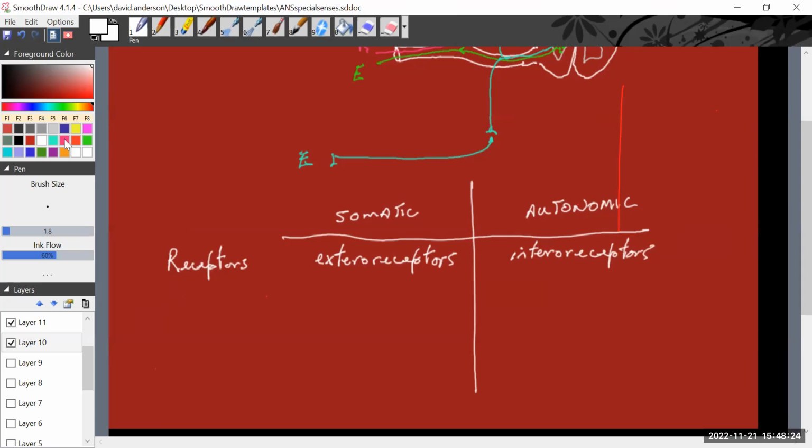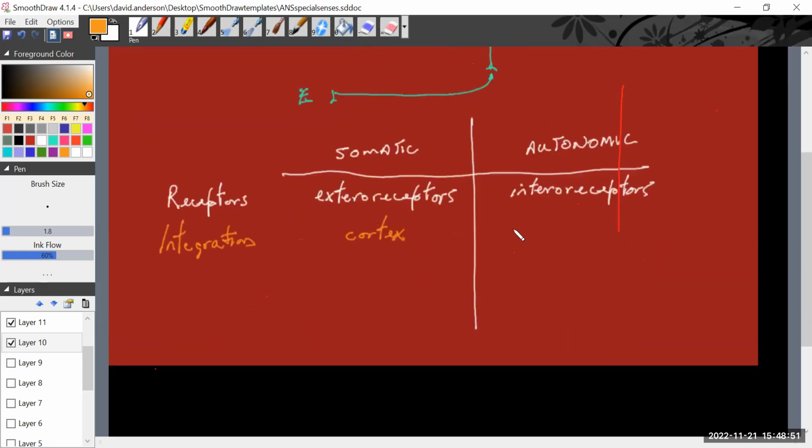Okay, now we'll just make this stand out a little bit. Integration, we already talked about. Typically, integration for the somatic system is going to happen in the cortex. And we already said where integration is going to happen for autonomic. Where did we say? In the hypothalamus? Right, hypothalamus.